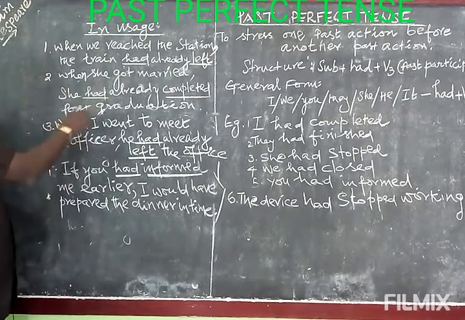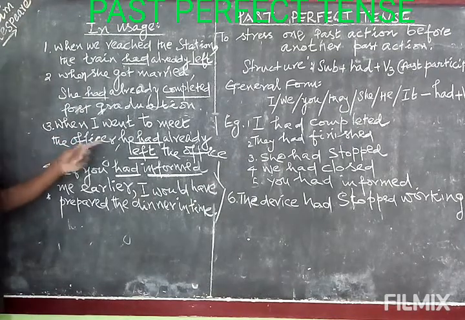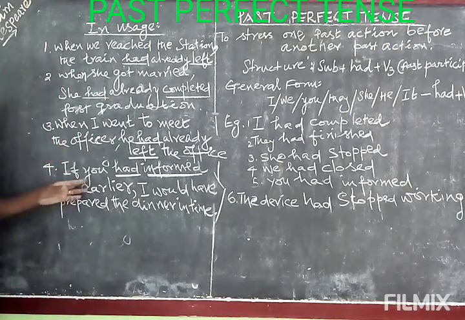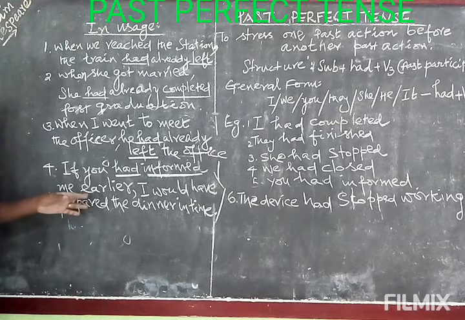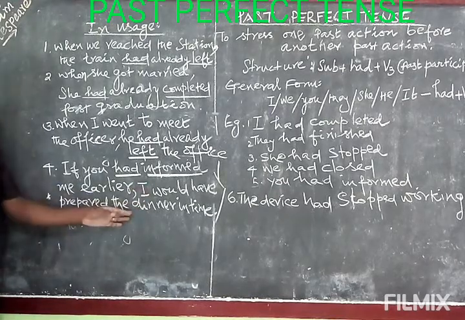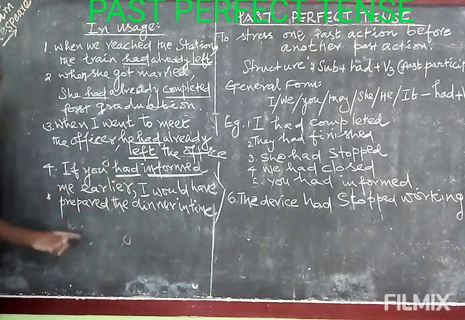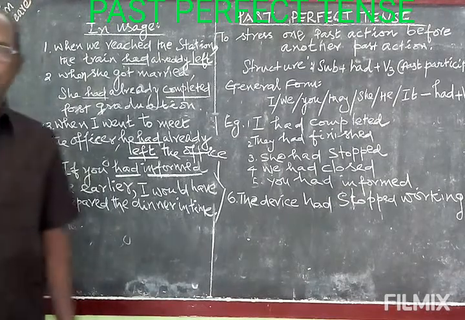When we reached the station, the train had already left. When she got married, she had already completed post-graduation. When I went to meet the officer, he had already left. If you had informed me earlier, I would have prepared the dinner in time. The future perfect I will come to later.